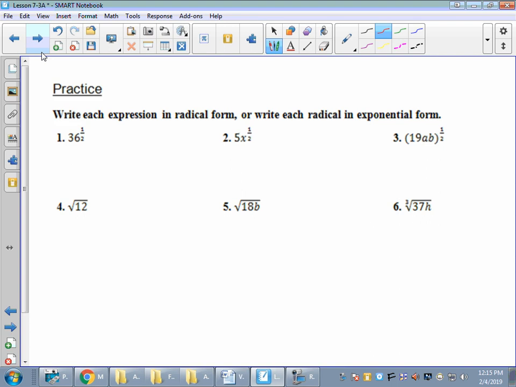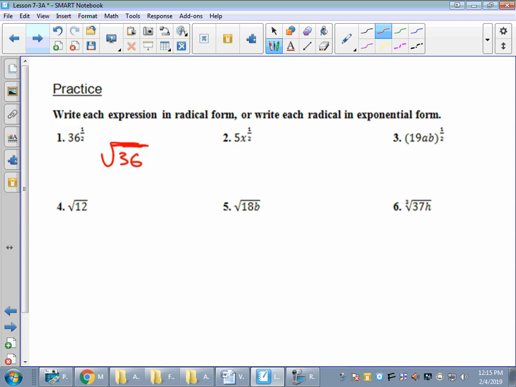So this one, we know 36 to the 1/2 power. We should all know that's just the square root of 36. And I'm not looking for you to evaluate here. It doesn't say evaluate. I know you could punch that in and get 6, but that's not what I'm looking for. I'm just looking for you to write it in radical form. And now here, this is the backwards version. We're going, again, in radical form.